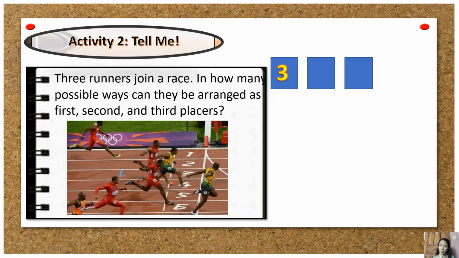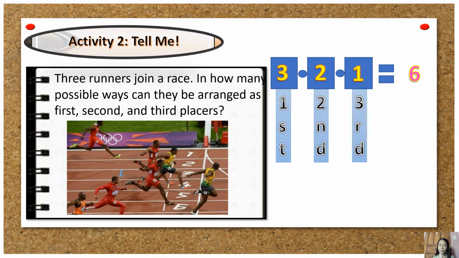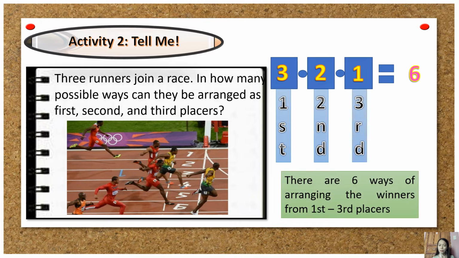Therefore, three possible runners can be the first placer. Pag yung isa nasa first na, there are two remaining runners that could be the second placer. Since we have one runner in the first and second placer, yung natitirang isa will be the third placer. And that is 3 times 2 times 1 equals 6. First, second, and third placer. Therefore, there are 6 ways of arranging the winners from the first to the third placer.